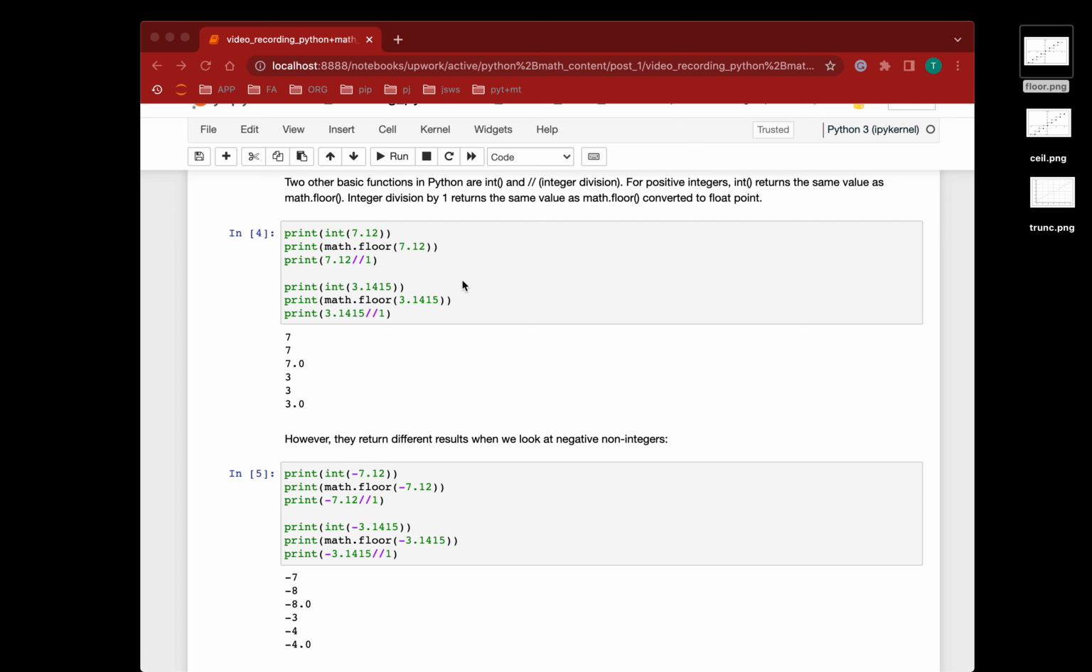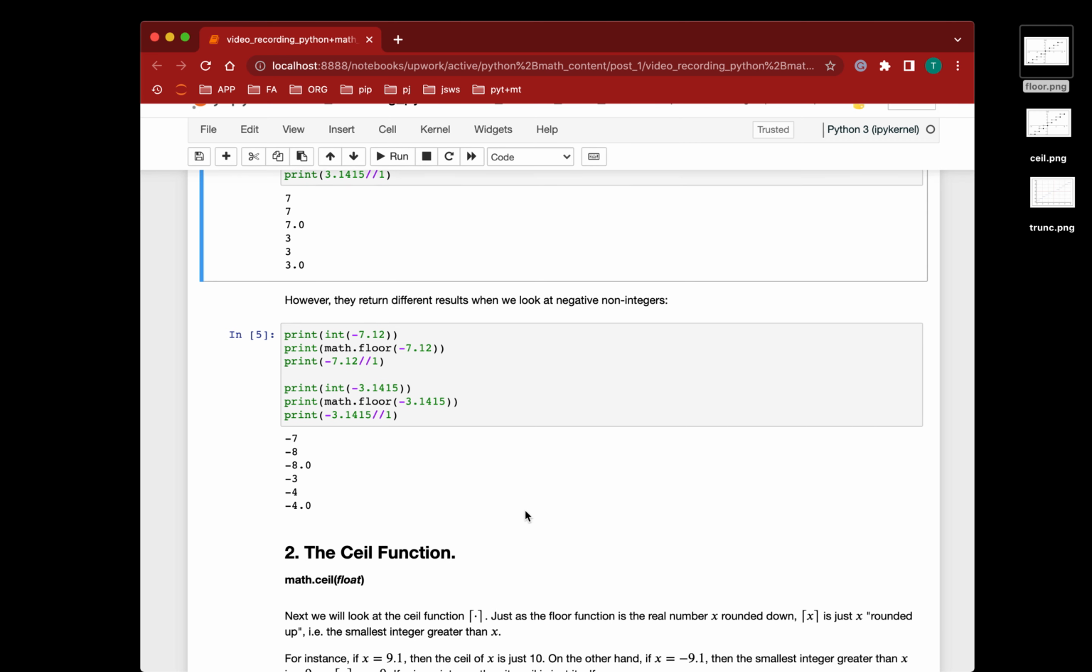So let's try exploring these functions by plugging in various values. If you plug in 7.12 to all three of these, you'll get back 7, 7, and 7.0 respectively, like this. And you can get similar results if you plug in other positive real values. One obvious difference is that the integer division function gives back a float, but the int and math.floor both give back integers.